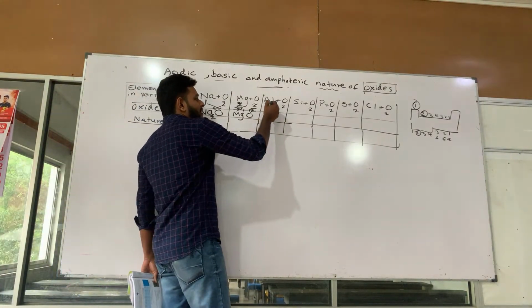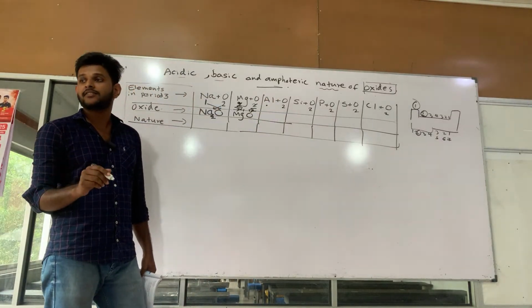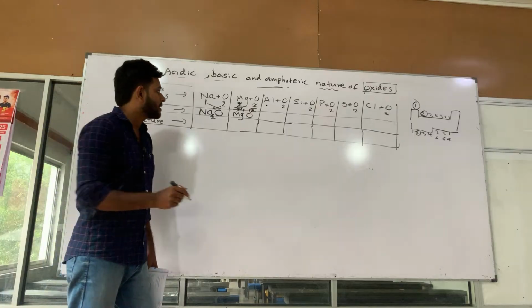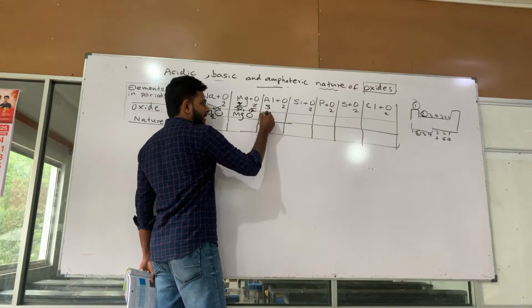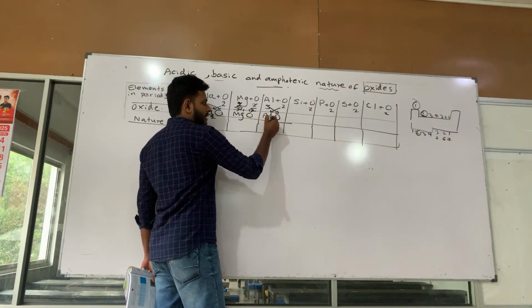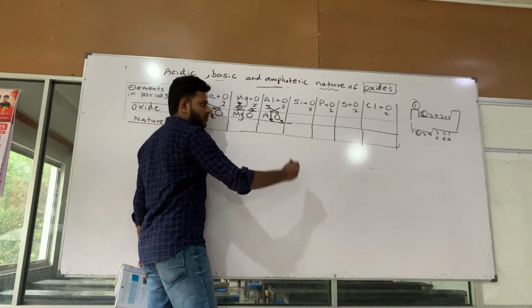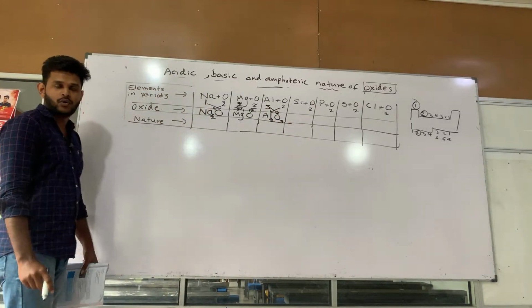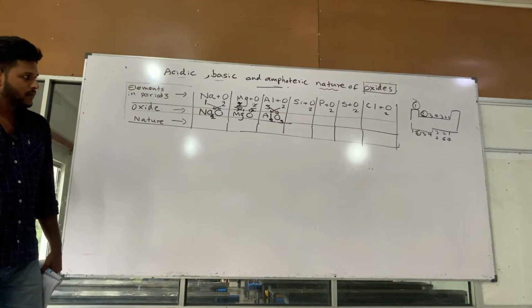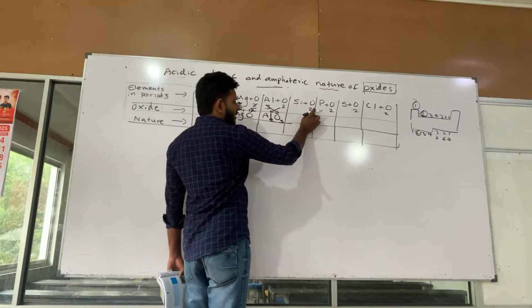So, what is the valency of aluminium here? Valency of aluminium is 3. What happens then? The valencies should be swapped. Then Al2O3, aluminium oxide. Right? Then silicon oxide is here.